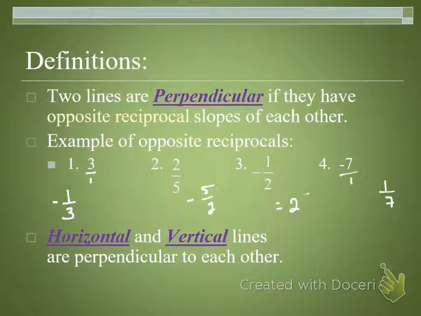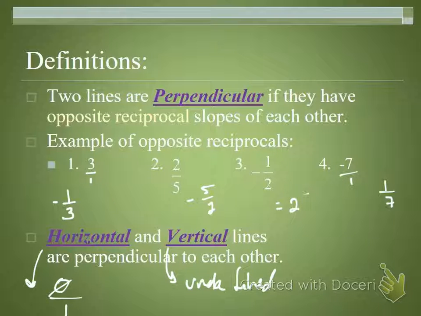Okay. Now, what I think is obvious from a common sense standpoint is that horizontal and vertical lines are perpendicular to each other. But what might be less obvious is to tell by their slopes. A horizontal line has a 0 slope, right? A vertical line has an undefined slope. So what you have to understand is that 0 and undefined are opposite reciprocals.